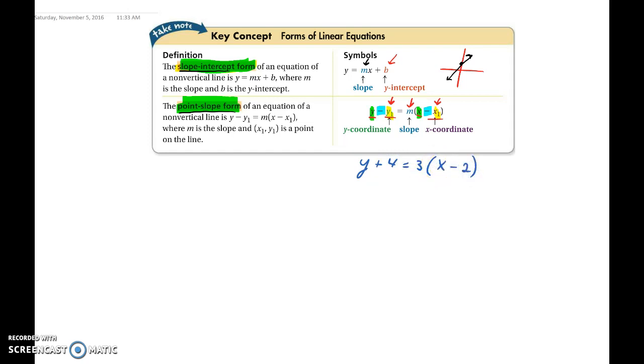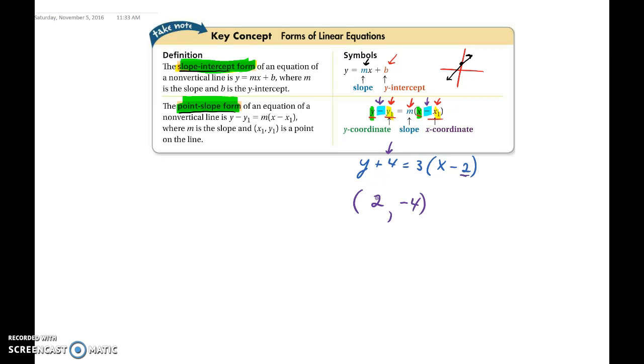And I ask you, what is the point that's given here? What is our x1 and our y1? This y value is actually a negative 4 because our value changed from a negative to a positive. So our y value is actually a negative 4, and this x value is actually a positive 2 because our equation is x minus x1, and since it remained x minus 2, that meant we had a positive 2. All right, so our values actually change in our point-slope form.